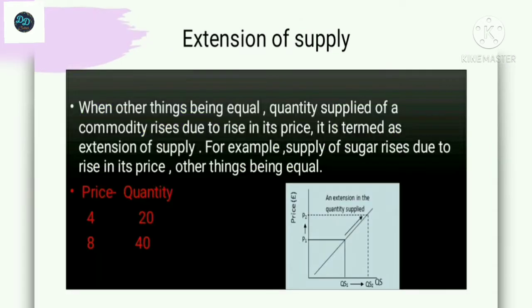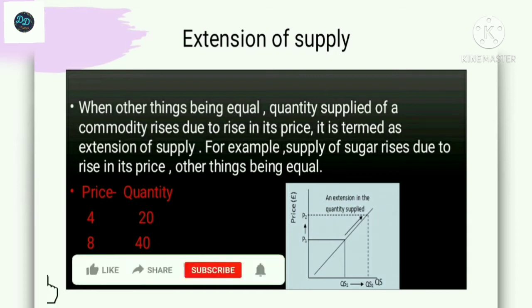Extension of supply. When, other things being equal, the quantity supplied of a commodity rises due to a rise in its price, it is termed an extension of supply. For example, the supply of sugar rises due to a rise in its price, other things being equal. Suppose the price of sugar is 4, so the quantity is 20. If the price increases to 8, the quantity is 40. So, as the price goes from 4 to 8 per unit, the quantity supplied rises from 20 units to 40 units. It is shown by the movement from the lower point to the upper point of the same supply curve. This is called an extension of supply.